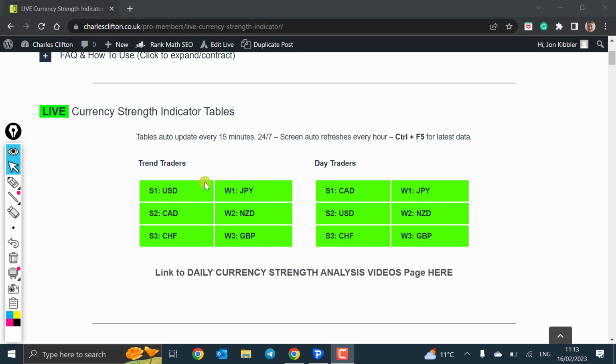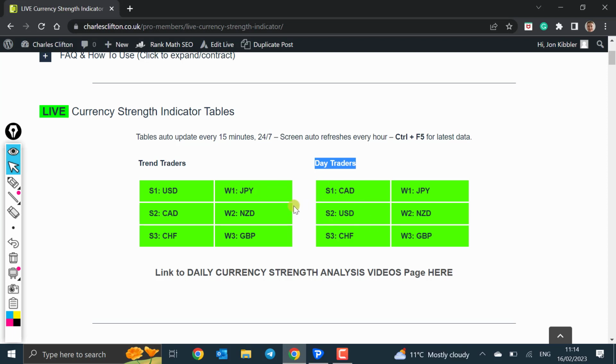So here we have our two tables in front of us. We have two types of tables: the trend traders table and the day traders table. These are the same studies but just highlighting different time frames. Now you can see today all the currencies are highlighted in green. That means there is a confluence between all the currencies that are featured here today, and that's where we're focusing our attention in these videos.